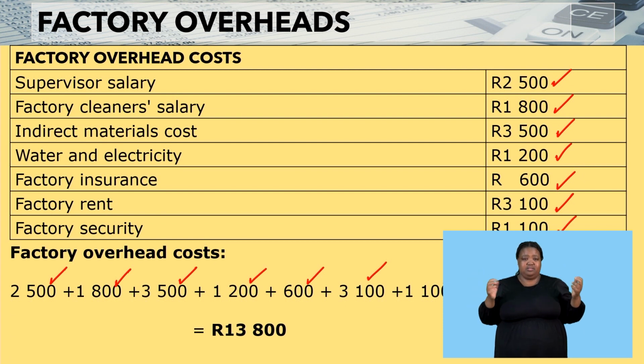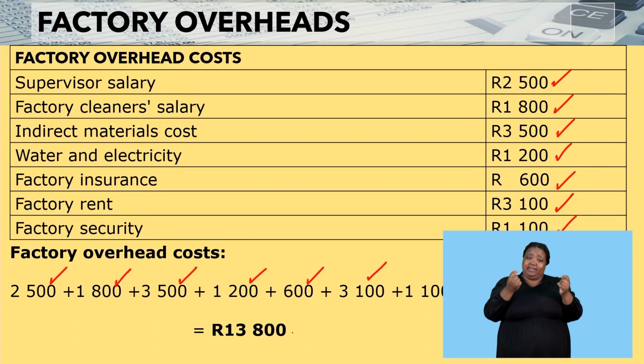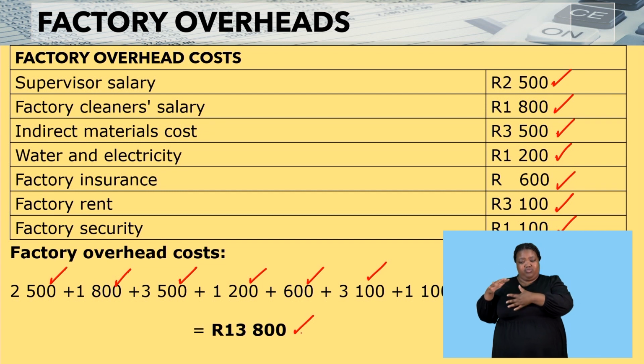You can see all the costs that I have been adding, they are not direct at all. You did not see direct material, you did not see direct labor. So all the costs that are not direct, we call them factory overheads. They must be incurred in the factory. That is very important. So when I add all these amounts, I end up with 13,800. That becomes my factory overhead.